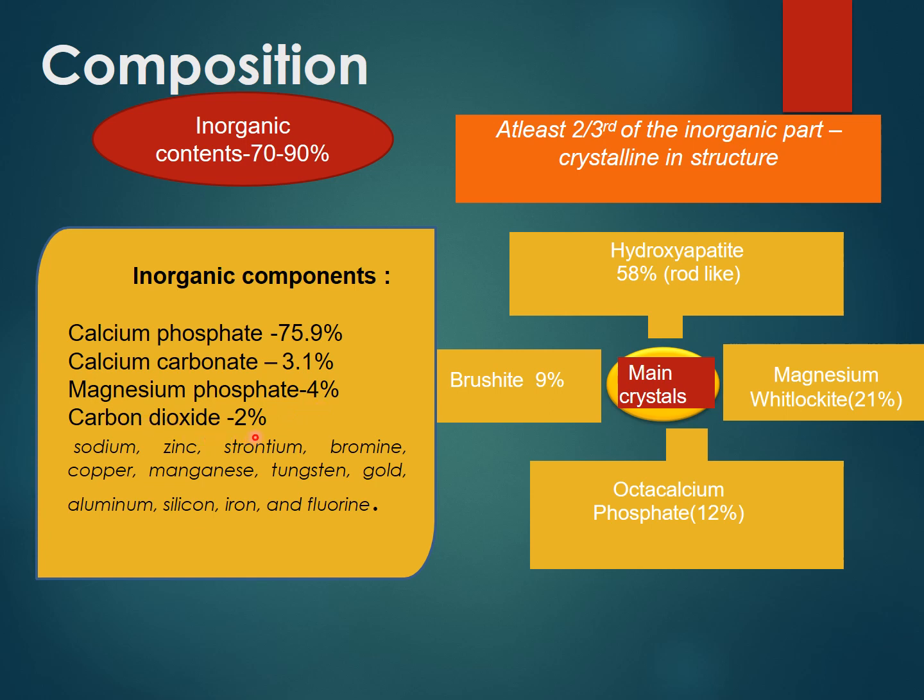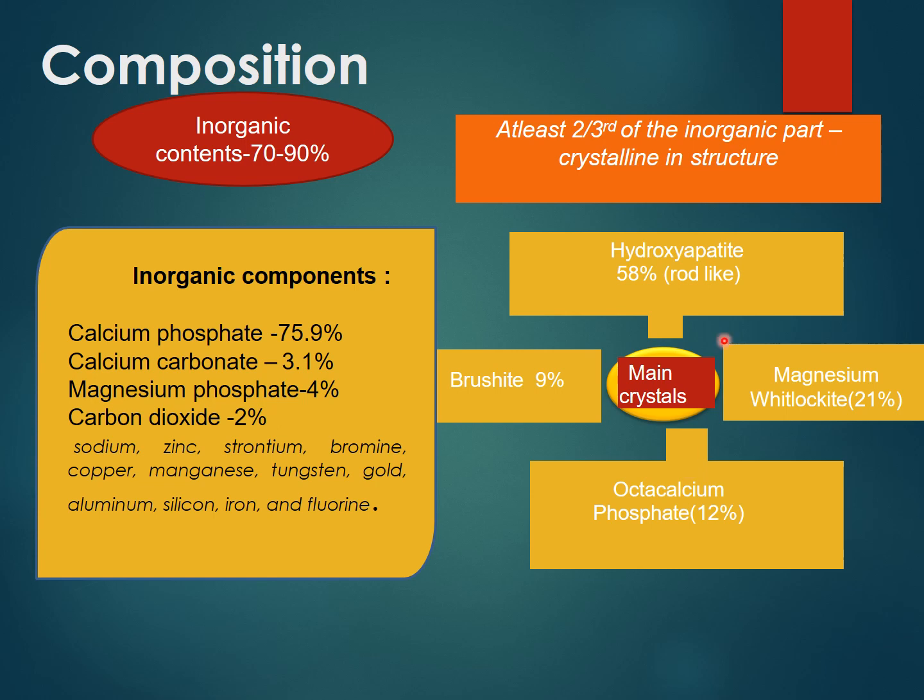Out of this, they are seen as crystalline structures. At least two thirds of the inorganic part can be seen as crystalline structures. The main crystal forms are hydroxyapatite and octocalcium phosphate. So there are four main forms. Out of this, hydroxyapatite and octocalcium phosphate constitute a bulk amount of the dental calculus.